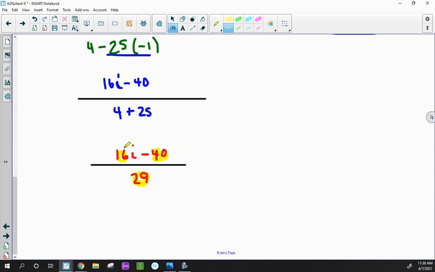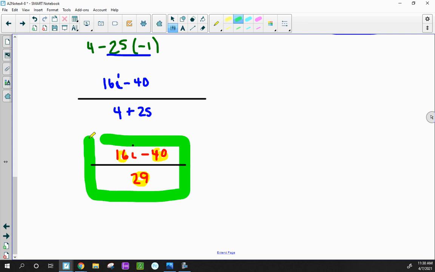4 goes into 16. 4 divides into 40, but 4 does not go into 29. 8, yes, yes, and no. And 16, no and no. All right, so that looks like this has to be the answer: 16i minus 40 divided by 29.